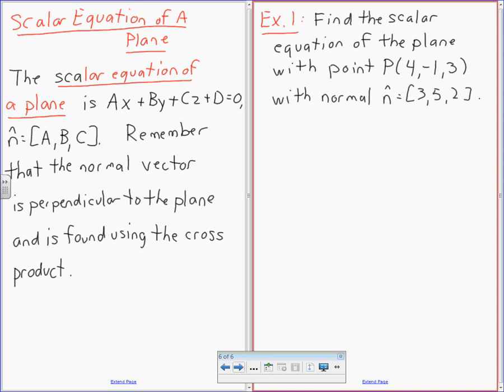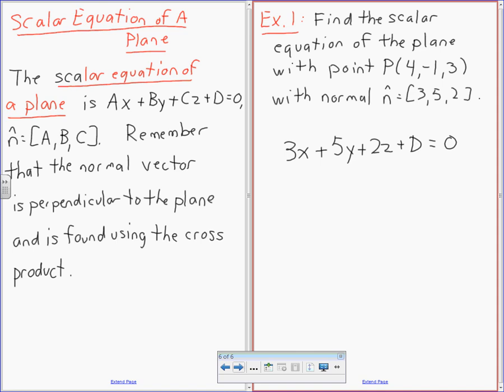So simply enough, what's the A and the B and the C in this equation going to be? Go ahead. 3, 5, 2. So the equation's going to look something like 3x plus 5y plus 2z plus d equals 0. That's what our equation's actually going to be.